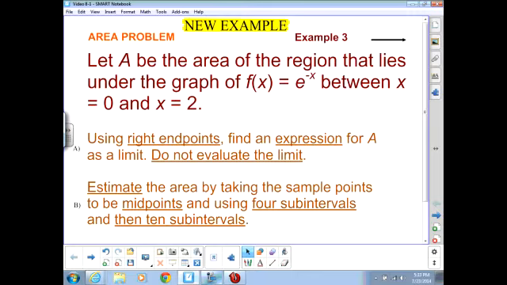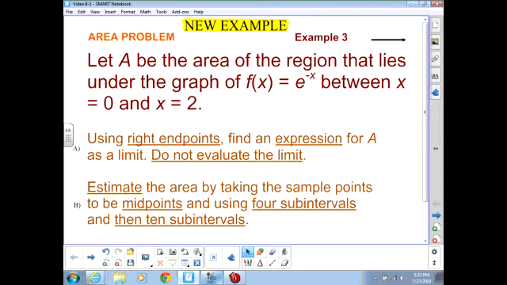So in today's video, we'll take what we've learned in the first video and actually apply it to the type of problems we'll do. We're going to look at the example where we have a region under the graph f of x equals e to the negative x, and we're going to look between x values 0 to 2.